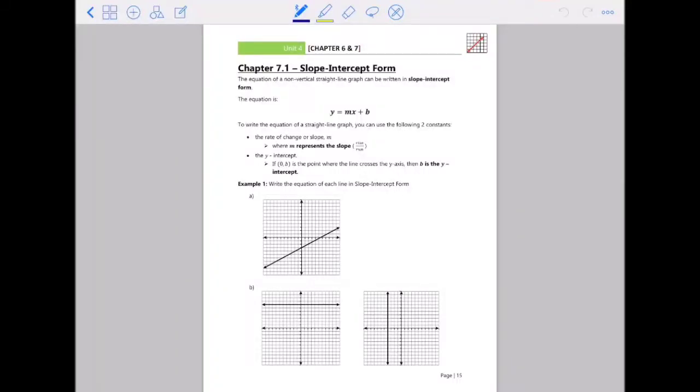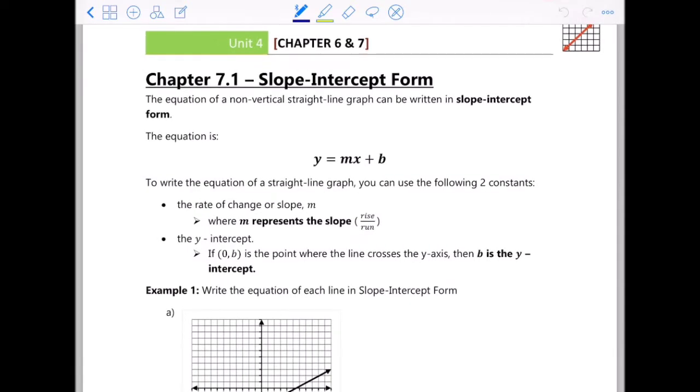Hi guys, today we're going to go over chapter 7.1, Slope-Intercept form. The equation of a non-vertical straight line graph can be written in the slope-intercept form. You guys are aware of this equation, and you probably learned this in grade 9. We're going to talk about why this is called slope-intercept form.